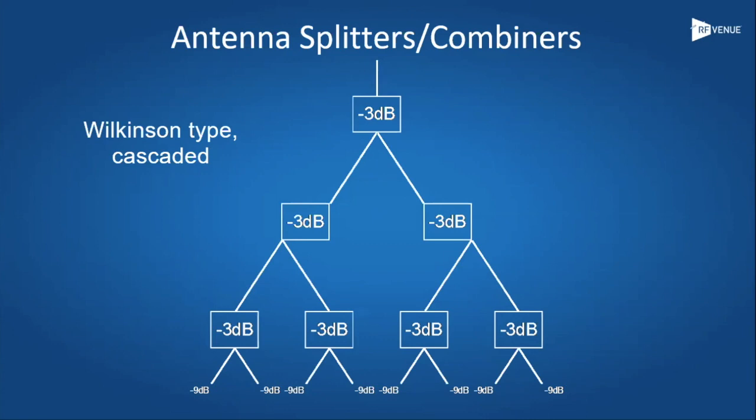And each two-way cascade causes at minimum 3 dB of loss. And this has to be made up with amplification. And this scales up or down with simple arithmetic to achieve the desired number. You see in the graphic, 3 dB in one cascade, 6 dB in two cascades, and in three cascades ends up being 9 dB of loss. And that works in both directions, whether combining or splitting. It's the same.